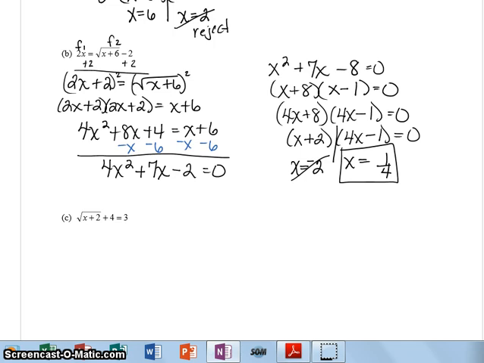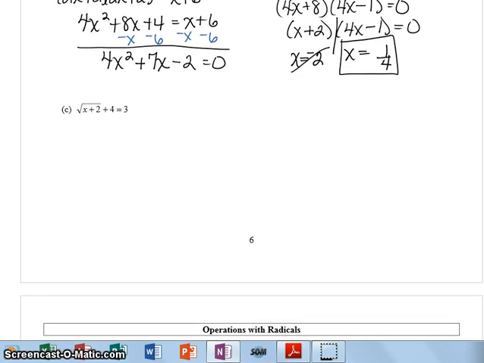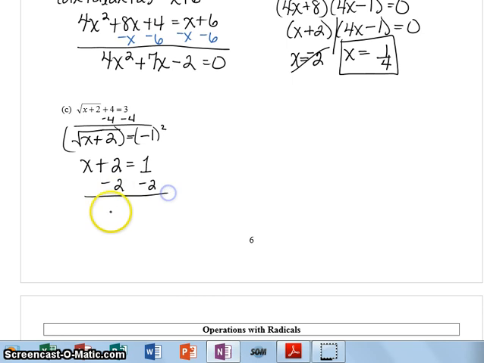Okay, again, verified in your graph. All right, last one here. I'm going to minus 4 from both sides. And I'm going to get the square root of x plus 2 is equal to negative 1. Square both sides, and I'm going to get x plus 2. Now remember, guys, negative 1 squared is positive 1. So now I minus 2, and I get x equals negative 1.